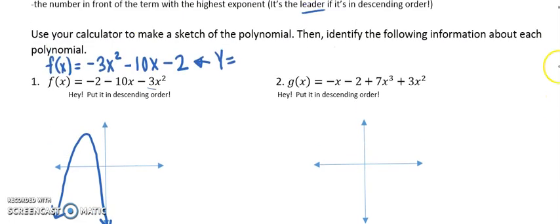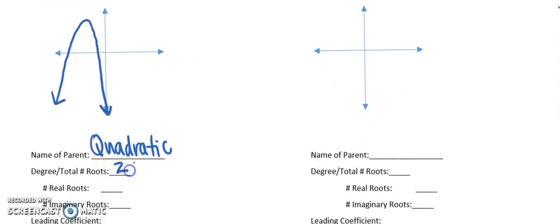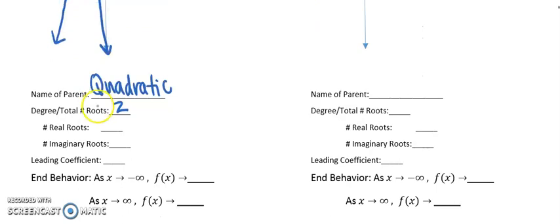Degree, or the total number of roots, right here, highest exponent is 2. Highest exponent tells you how many answers you will have. And then they want to know how many reals and how many imaginaries. So we talked about this in the past. There are 2 x-intercepts here, so there must be 2 real solutions.